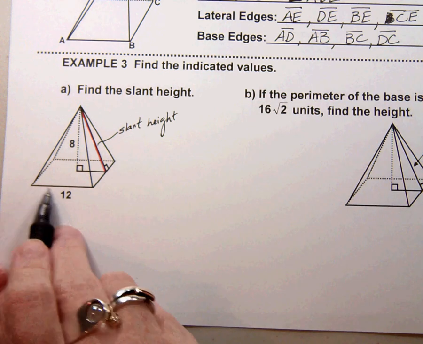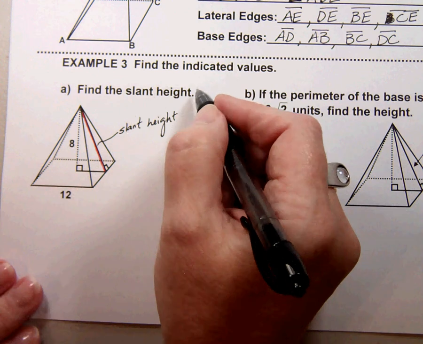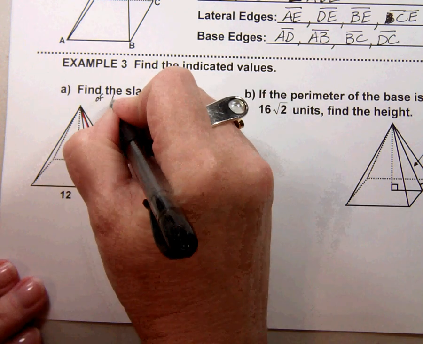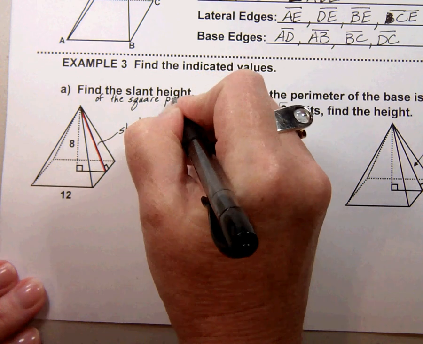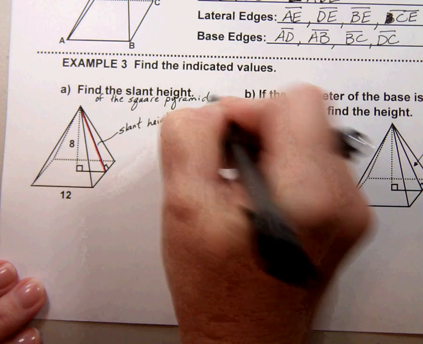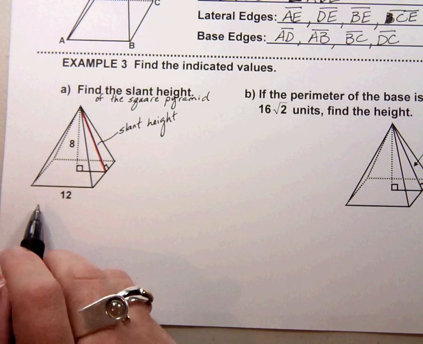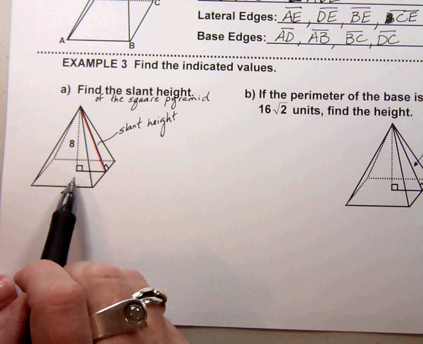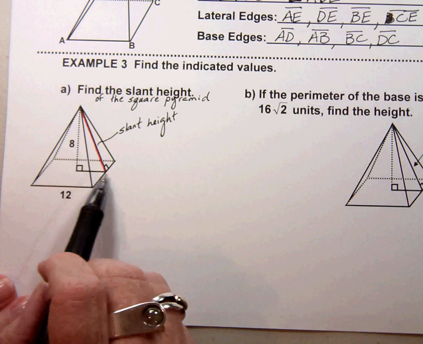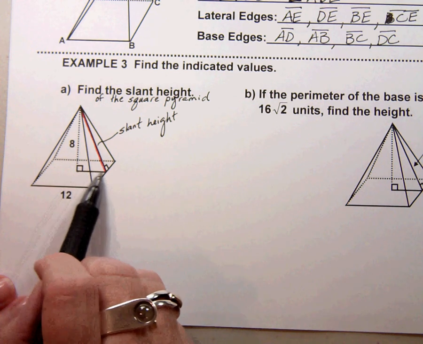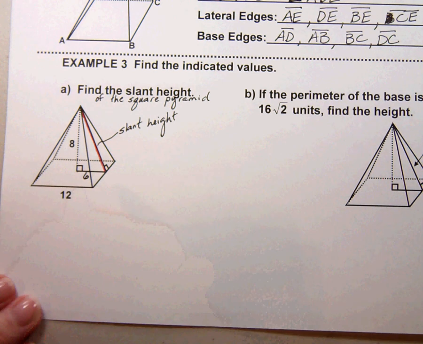Okay, because they've only labeled one side, I think I'd like to add to this, find the slant height of the square pyramid. Because if it's square, they only have to label one of the sides, and the other sides will also be 12. Now, I want you to notice that the height is from the center of this square, so the distance across from the center to the bottom of the slant height would be 6 because it's half of 12.